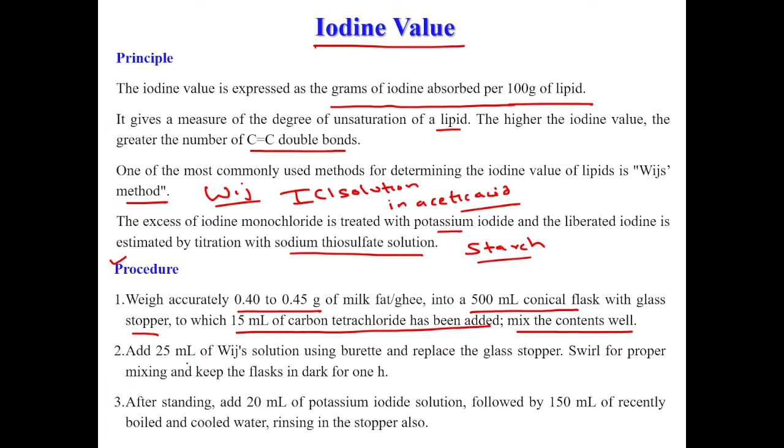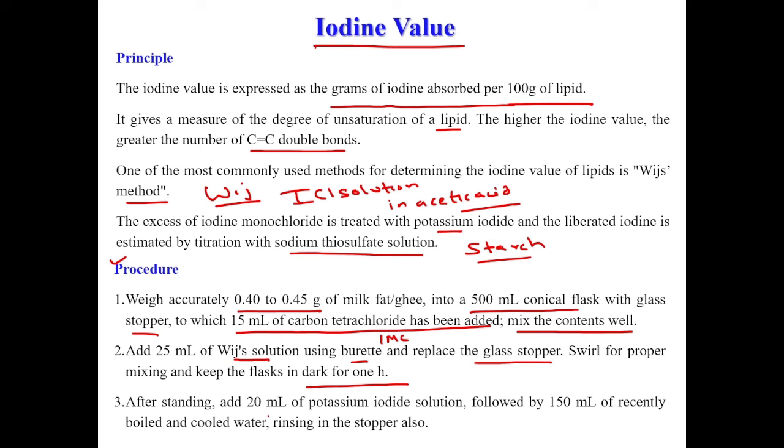Then we will add 25 ml of the Wijs solution using a burette and replace the glass stopper. We can use a measuring cylinder also; in the video we have used the measuring cylinder. 25 ml of the Wijs solution we will add, and then replace the glass stopper. Then mix it properly, and keep the flask in the dark for 1 hour to complete the reaction.